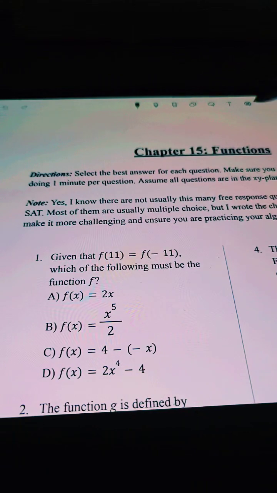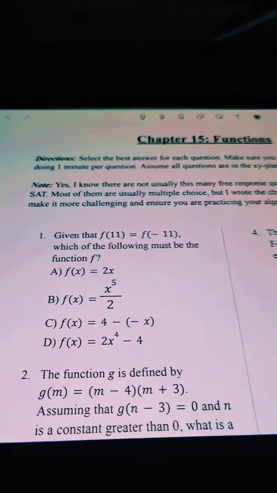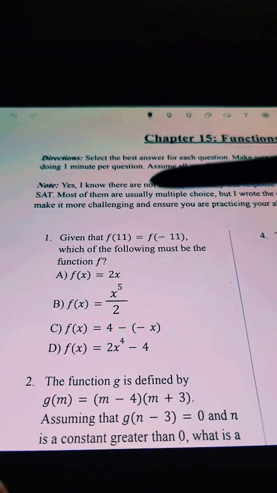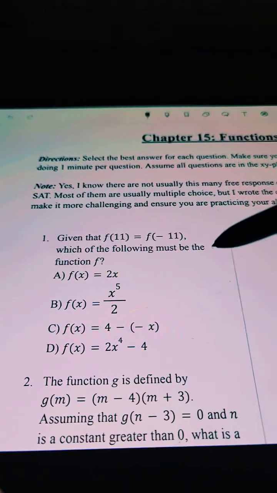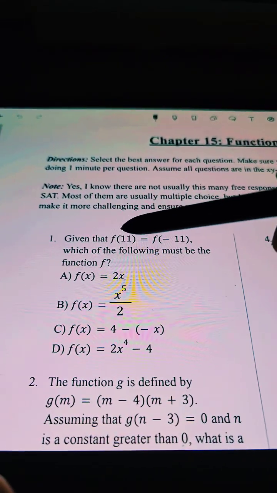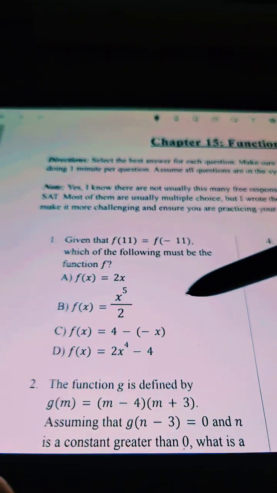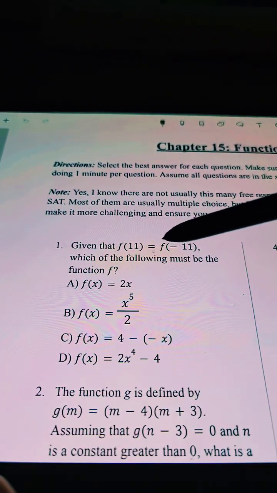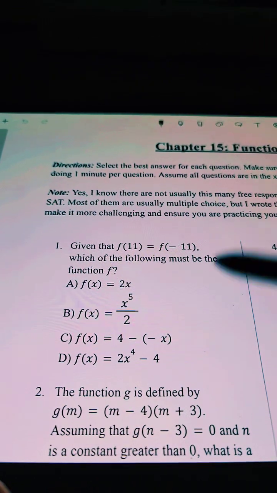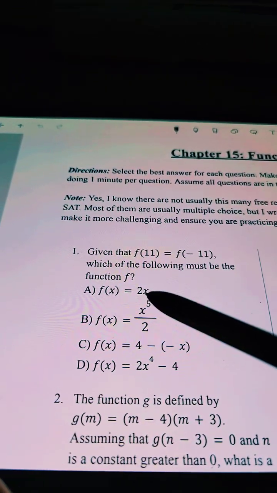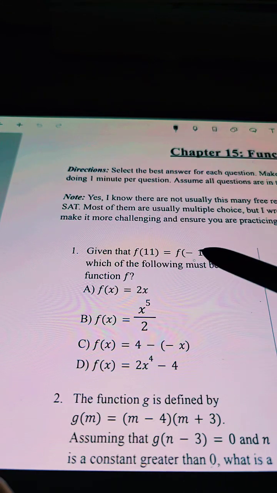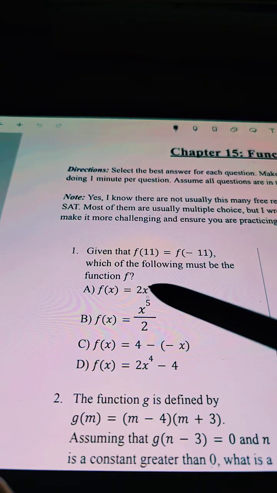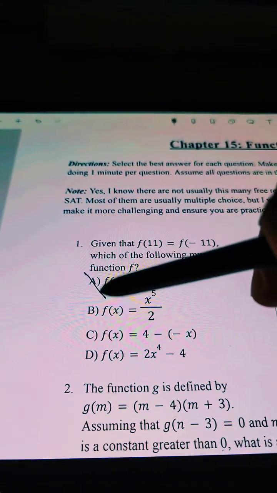So let's get started. So this one says, for number 1, given that f of 11 is equal to f of negative 11, which of the following must be the function f? So this is basically saying when we plug in 11 for x, we want to get the same thing as if we plug in negative 11. So if we plug in 11 right here for x, we would get 2 times 11, that's 22. If we plug in negative 11, we would get negative 22. Those are not the same.